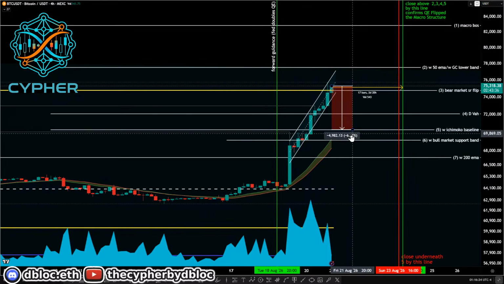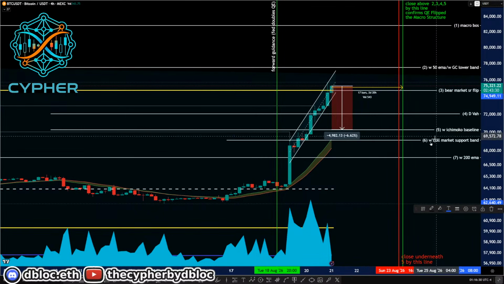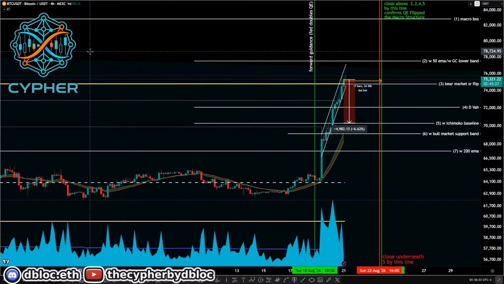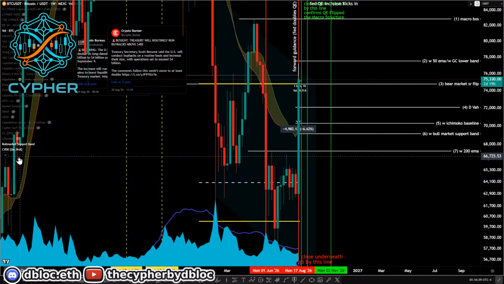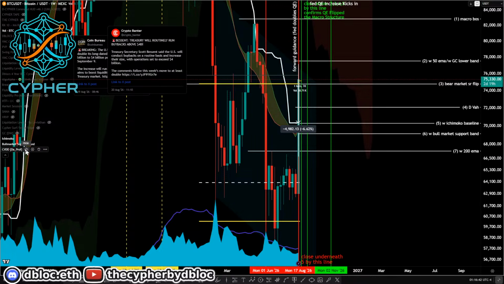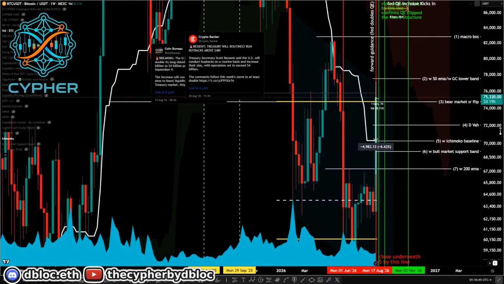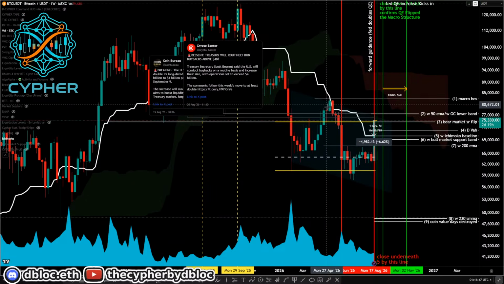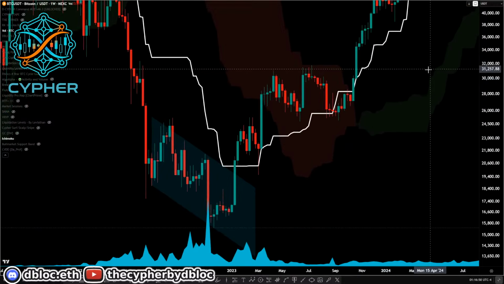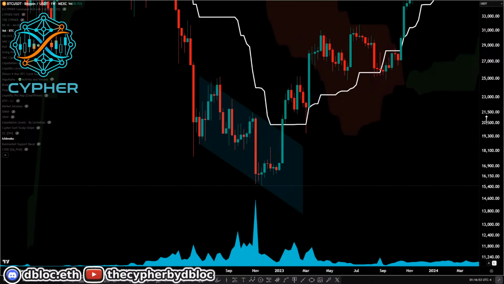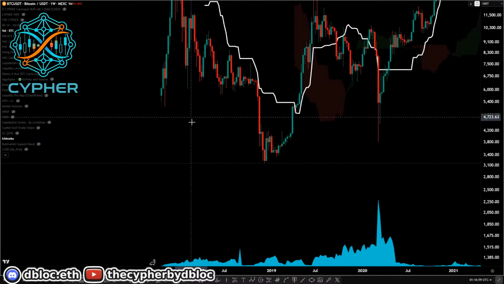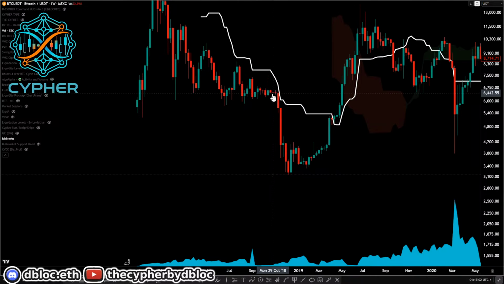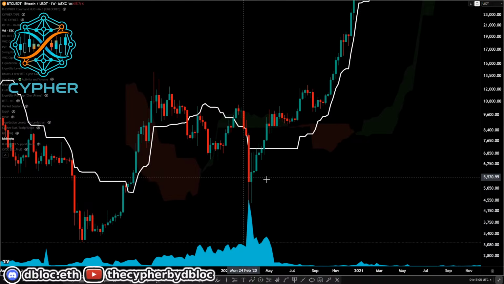Coming down underneath the Ichimoku baseline is the important one, right? We talked about this during the last relief rally. Let me pull it up so you can see. Remember when we bounced off of that Ichimoku baseline here, we said that traditionally when you get over that baseline, you're at the bottom. And then we had this example of rejecting off of it, and that's what we ended up doing, rejecting.